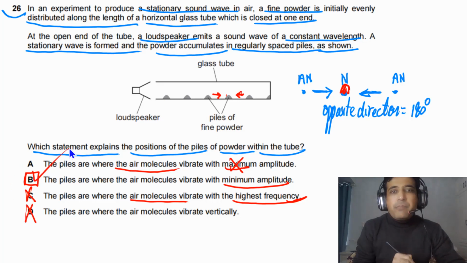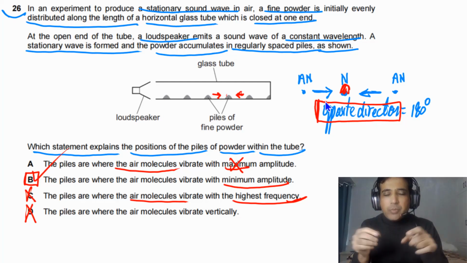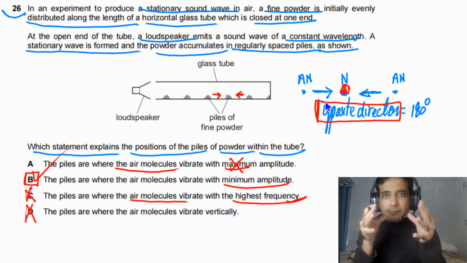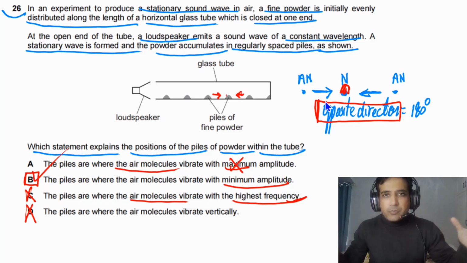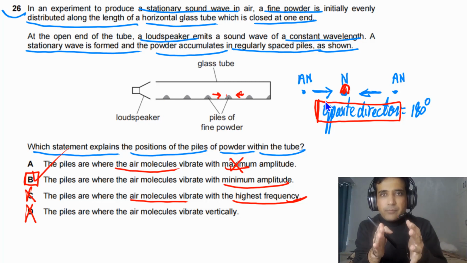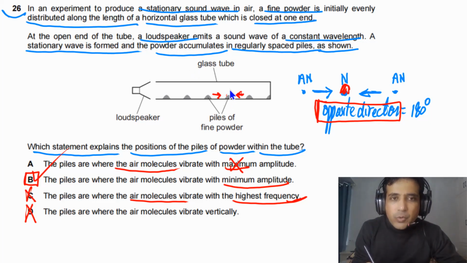This is the point you need to understand. On two sides of the same node, particles move in opposite directions, or simply you can say they have a phase difference of 180 degrees. So from this side, powder will move to the right. On this side, powder will move to the left, meaning those are medium particles. So powder will accumulate at nodes. This is how we can approach this problem.